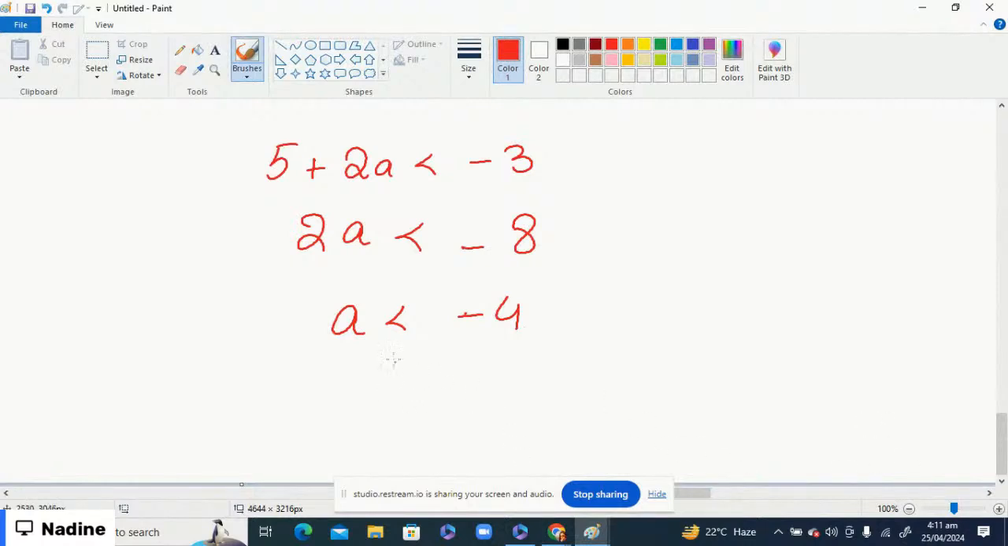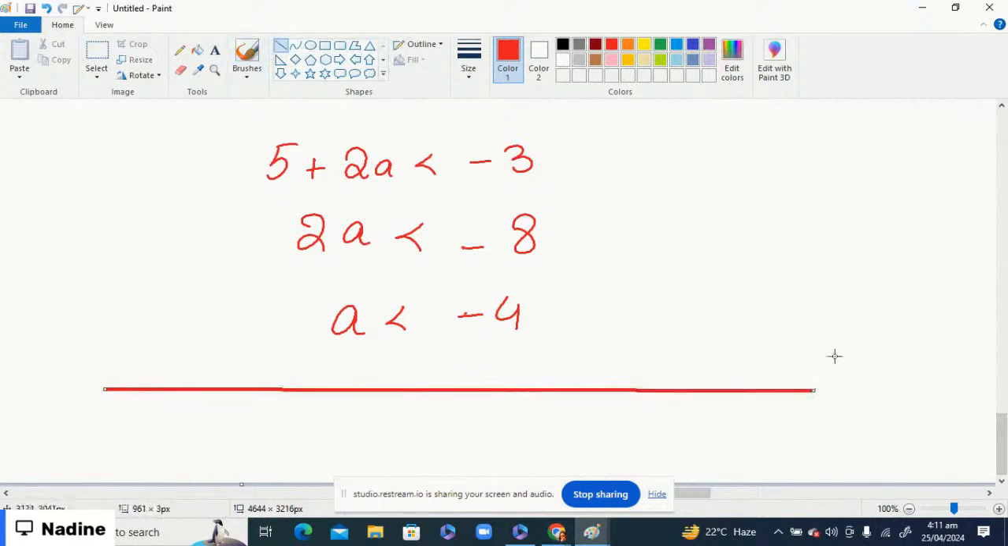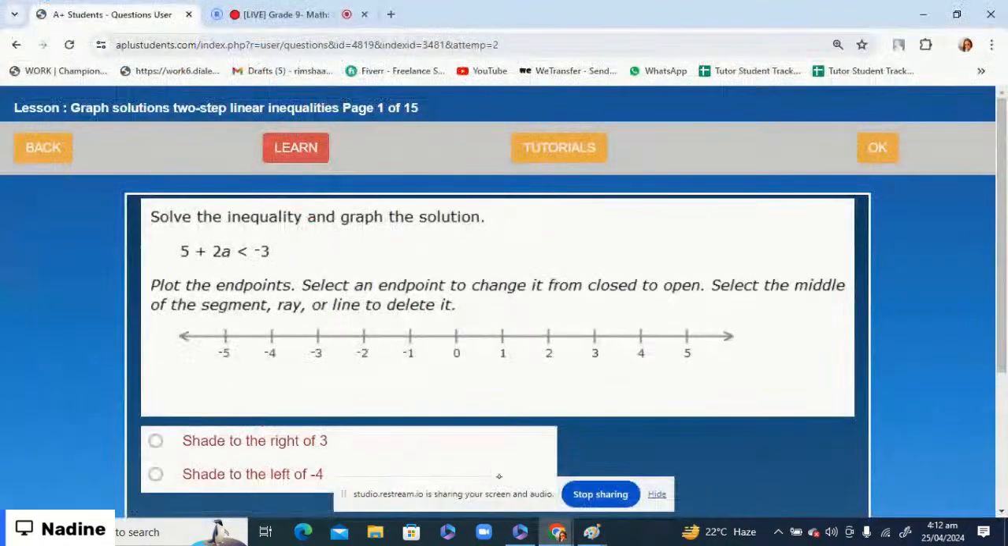As we know, if this is your number line and here it's 0, all to the right is positive and all to the left is negative, and a is less than negative 4. It means that, for example, here is negative 4, so a is moving toward the left side, because on the right side it should be greater and on the left side it is less. So we are going to shade to the left of negative 4.